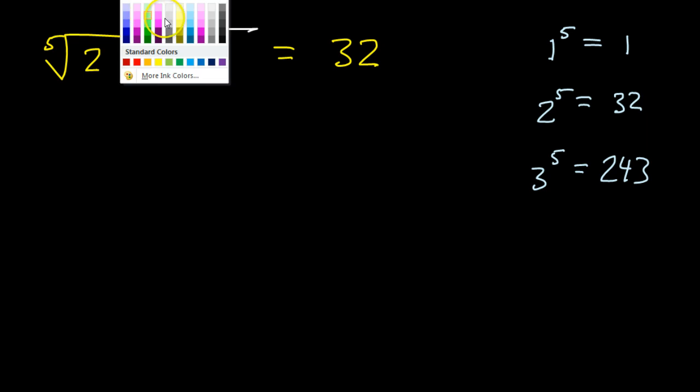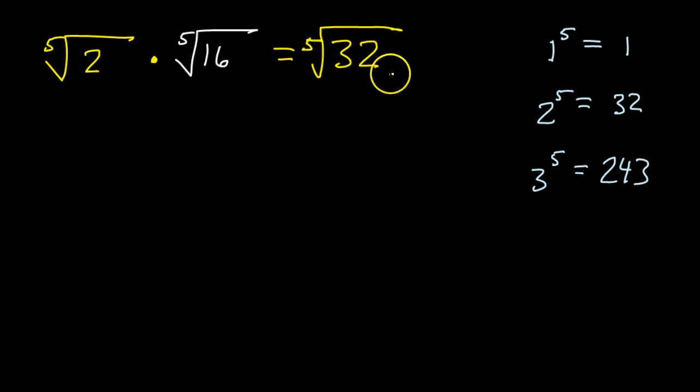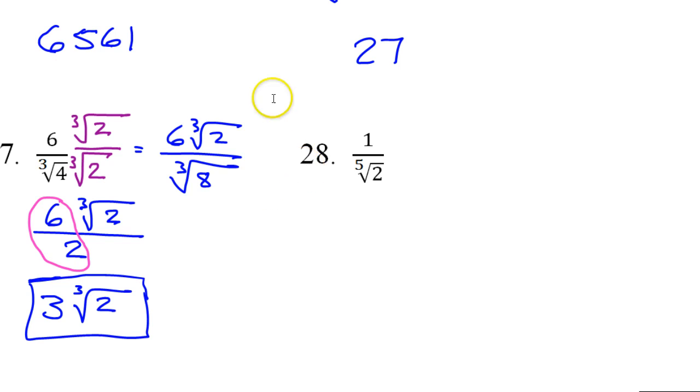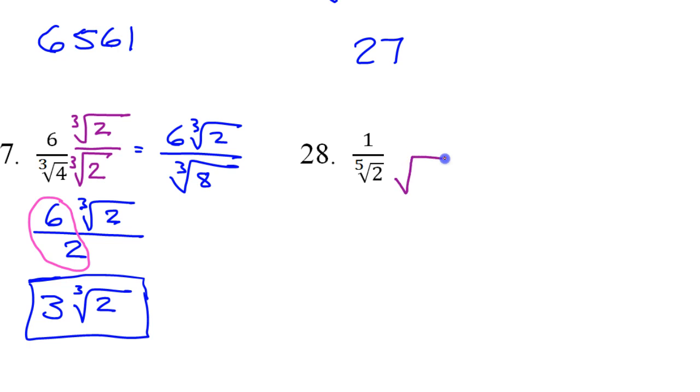So that means the fifth root of 2 times the fifth root of 16 is the fifth root of 32. And the fifth root of 32 is 2. So that's why we need to multiply by the fifth root of 16. So that's what we shall do. We will multiply by the fifth root of 16 in the numerator and the denominator.